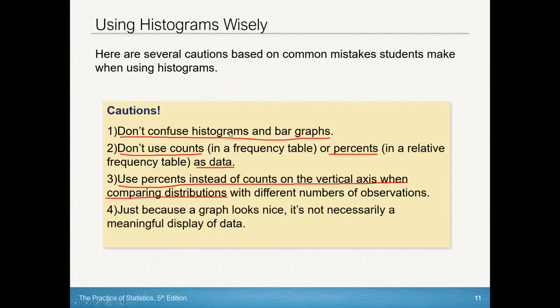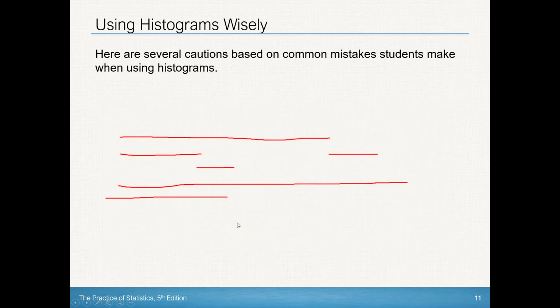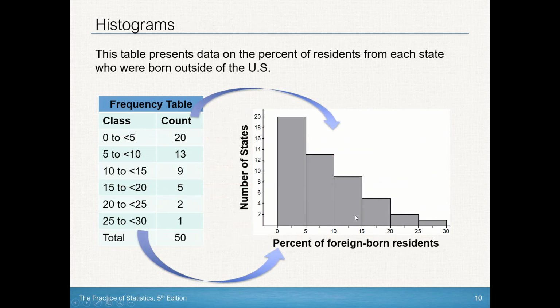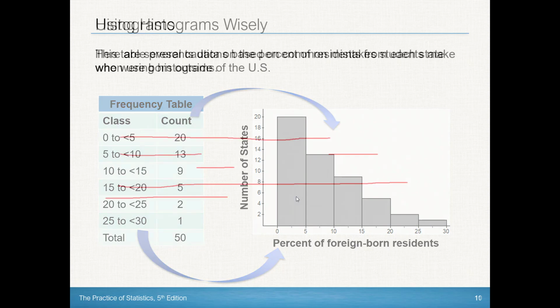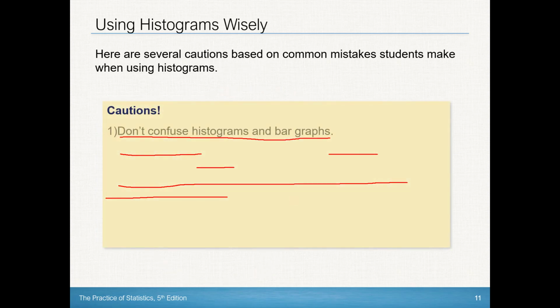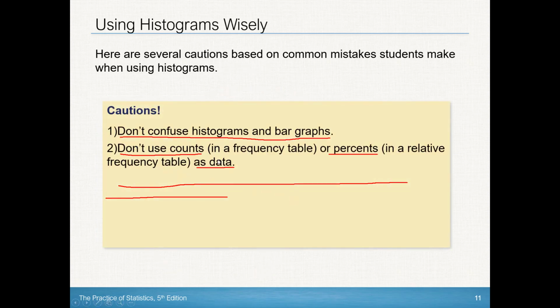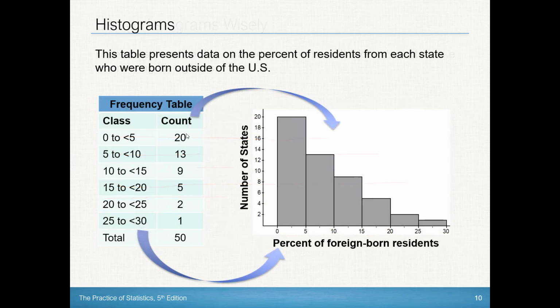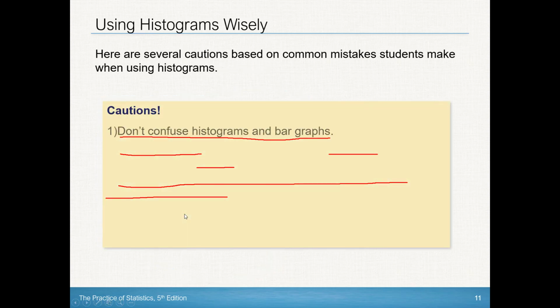First off, don't confuse histograms and bar graphs. Bar graphs are separated. Histograms are side by side. Okay, there's no gap in between them, but bar graphs have gaps. So that is the difference. So you need to be able to interpret this as a histogram, and if you see a bar graph, know that it's not a histogram. Okay. Next, don't use counts in a frequency table or percents as data. So I said this here. Don't use this as data. That does not go into your list or spreadsheet.